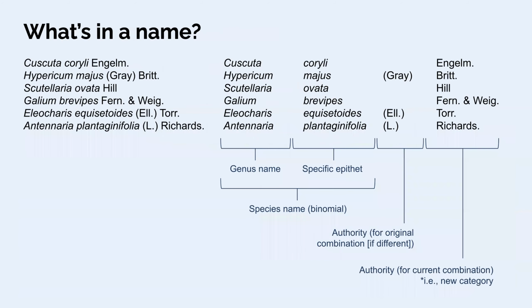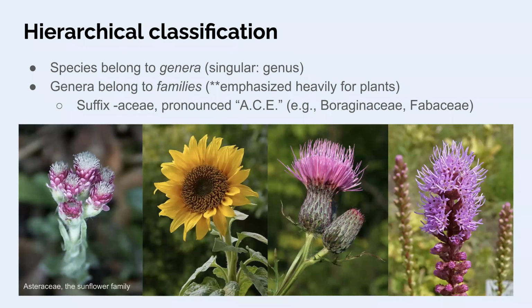So maybe going back a little bit, if you had a plant in the genus Cuscuta, this is one species, Cuscuta corylii, and there'd be another species also in Cuscuta. Hypericum, St. John's wort, Hypericum majus. There'd be another species potentially of Hypericum. So there's actually a category: you could find all the species of Galium that are in Wisconsin. There'd be several of those, and they'd all belong to the genus Galium. The plural of genus is genera, and genera belong to families.